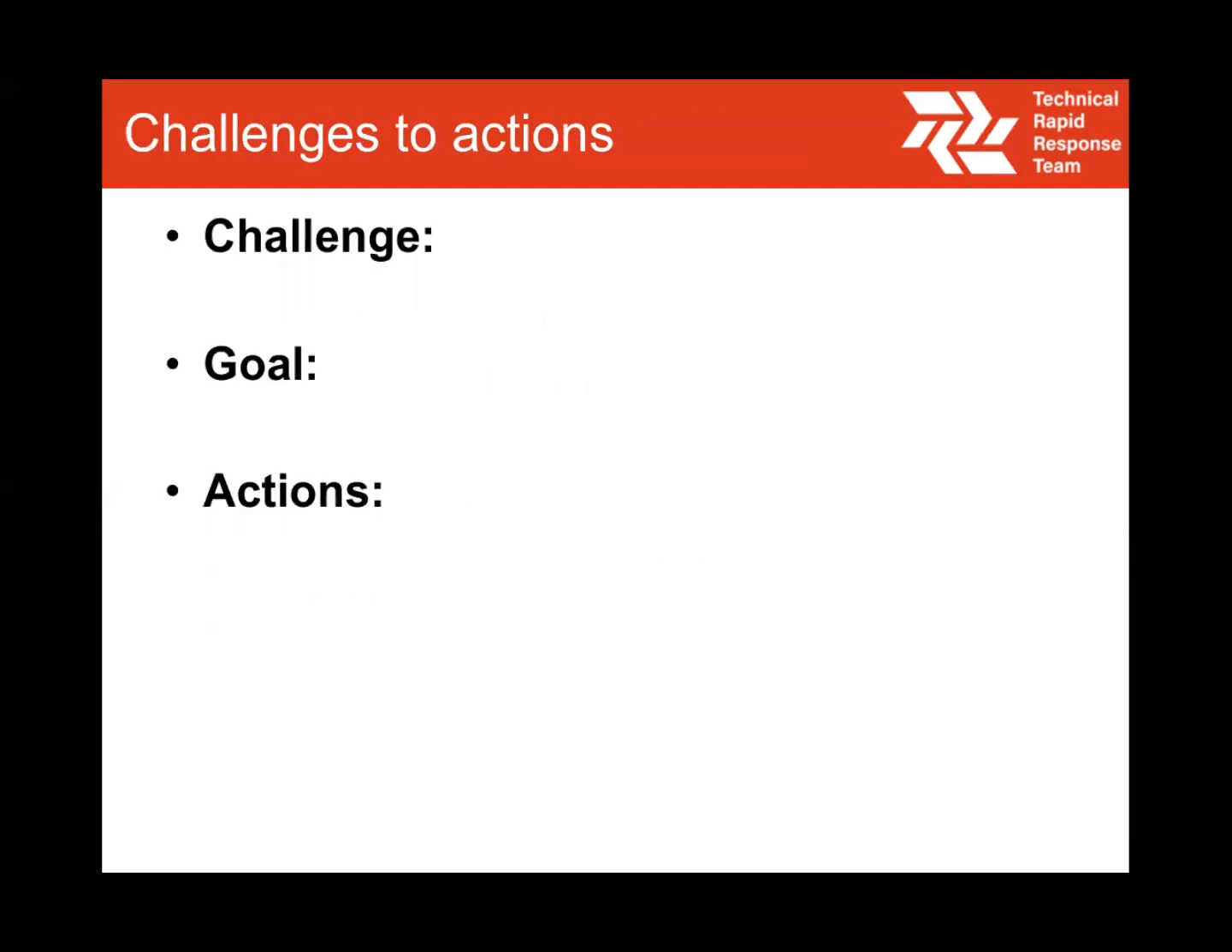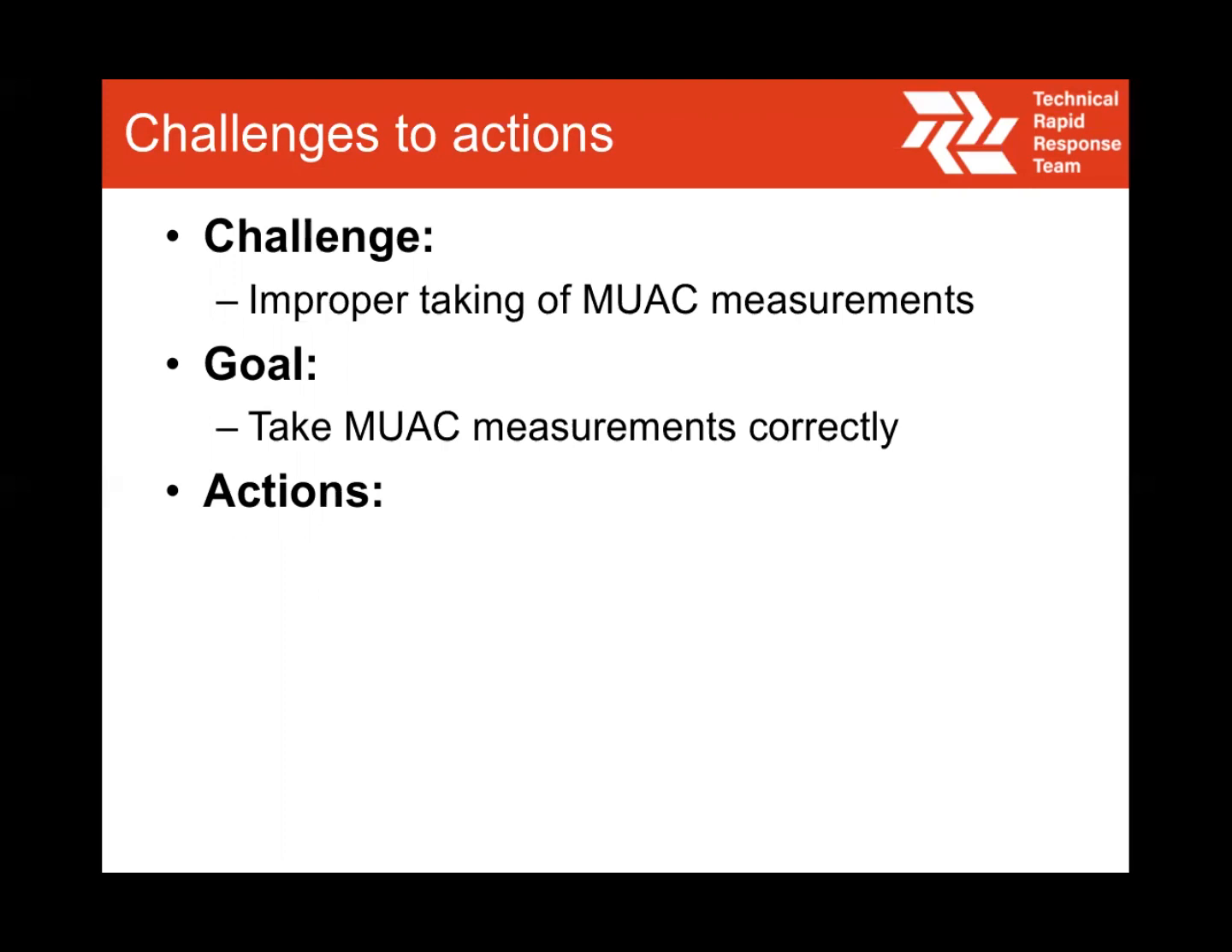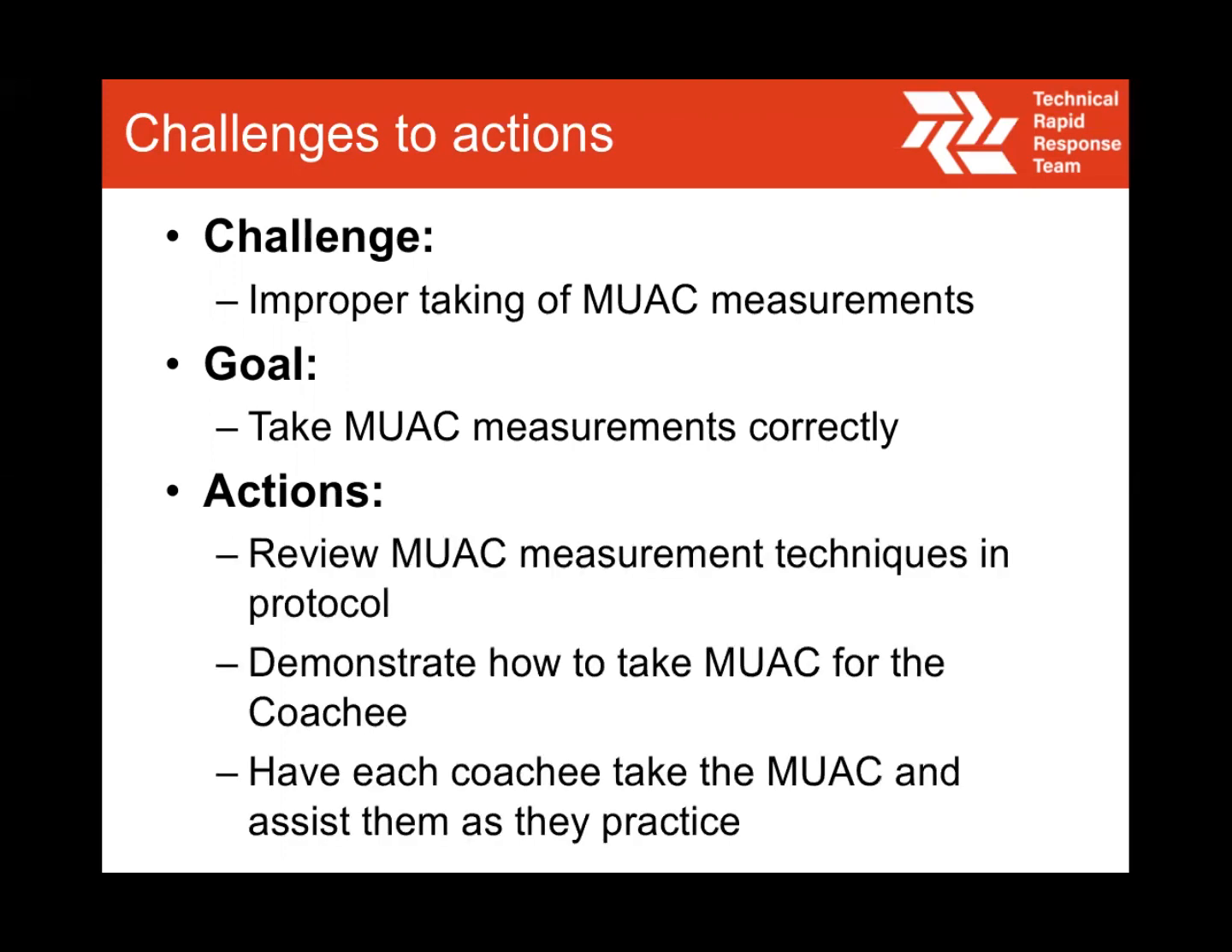And just in this basic example on this page, let's say that you're in a health facility and you see that the nurse is not taking proper measurements of the upper arm, the MUAC measurement. So the goal is to take the MUAC measurements correctly. And often the goal is the recommendation that's left in, say, a supervision notebook or what's said. But turning that goal or that recommendation into actions, you can review the MUAC measurement techniques in the national protocol.